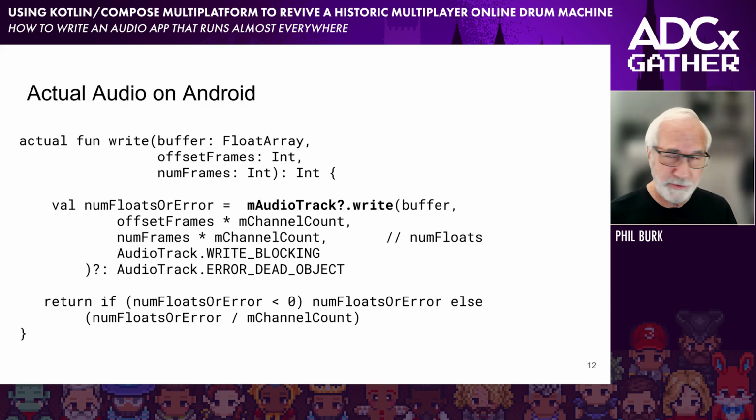The Android audio track has a method that you can write, which takes a floating point array. And it takes sample offsets instead of frames. So you just have to convert from frames to samples. Actually, you don't. The audio bridge takes care of this. So that's most of the implementation for the Android part.